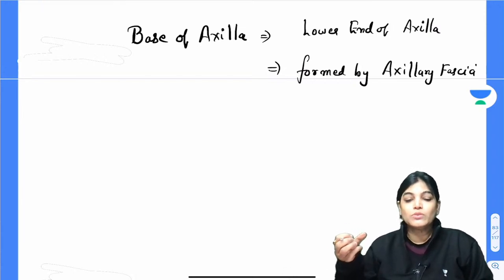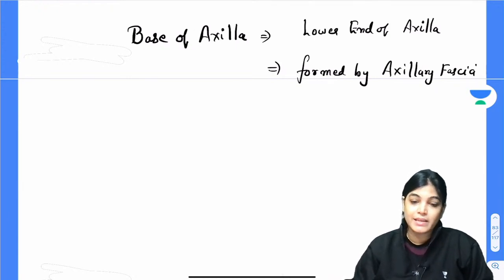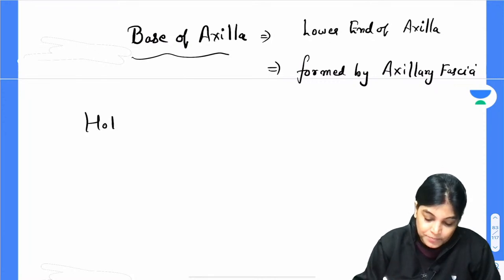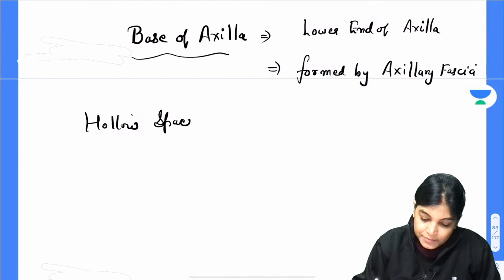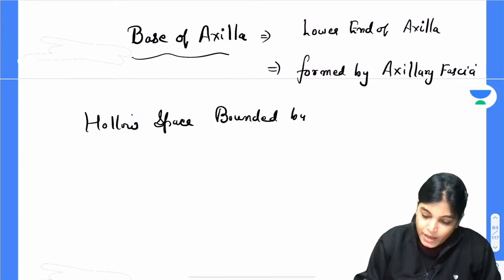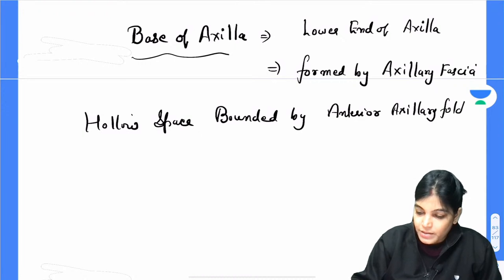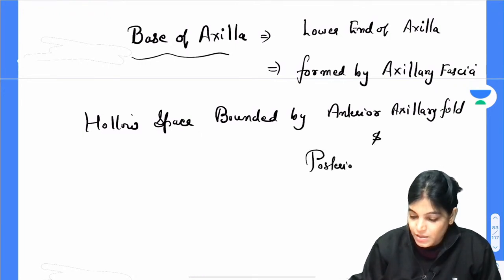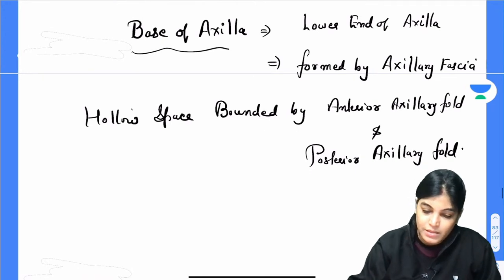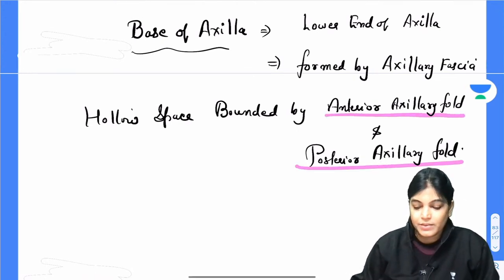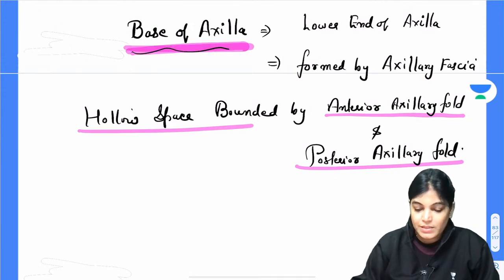Actually, the base corresponds to the hollow space which is bounded anteriorly by the anterior axillary fold. And we know that the anterior axillary fold is basically formed by the pectoralis major muscle. The posterior axillary fold is formed by latissimus dorsi and teres major muscle. So, the base of axilla is a hollow space bounded by the anterior axillary fold and the posterior axillary fold. This is the base of the axilla which has the following boundaries.